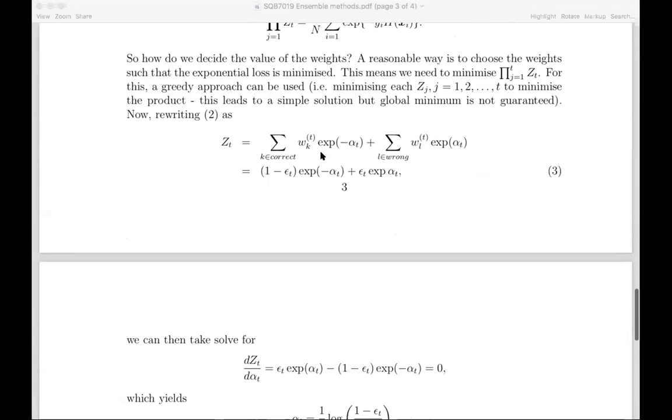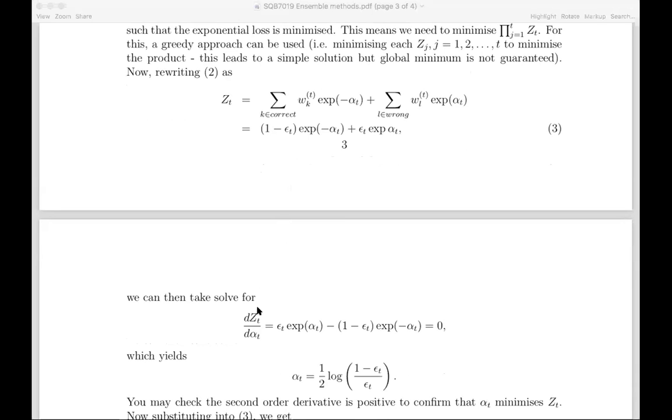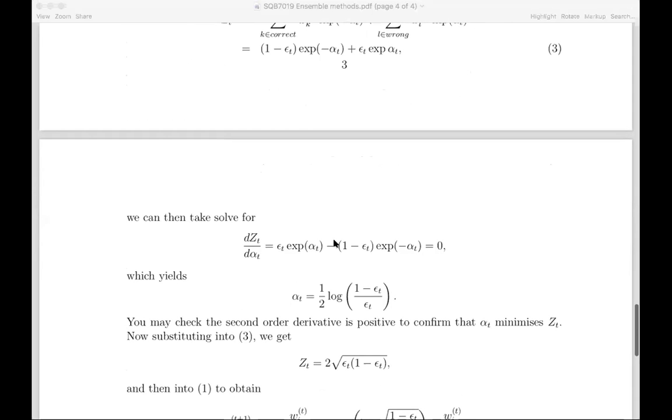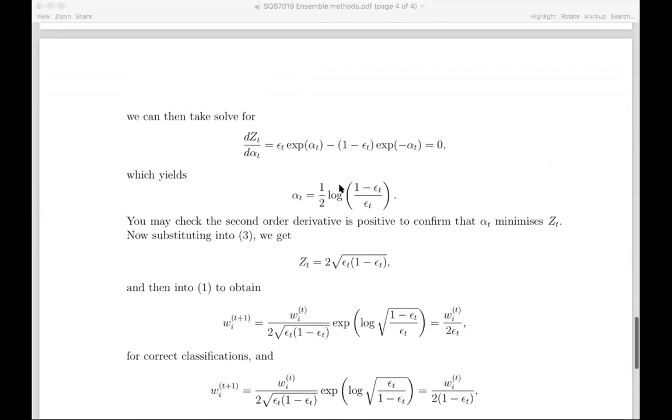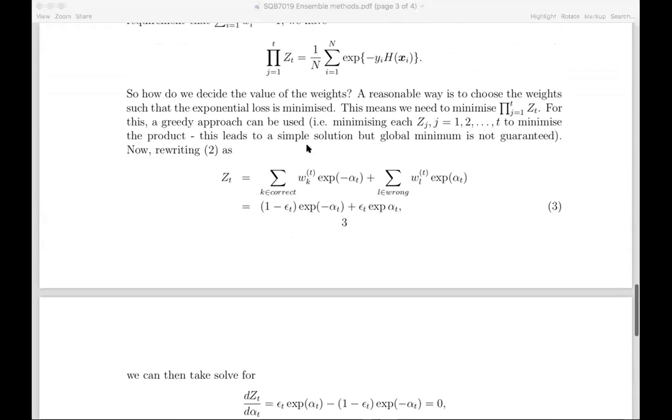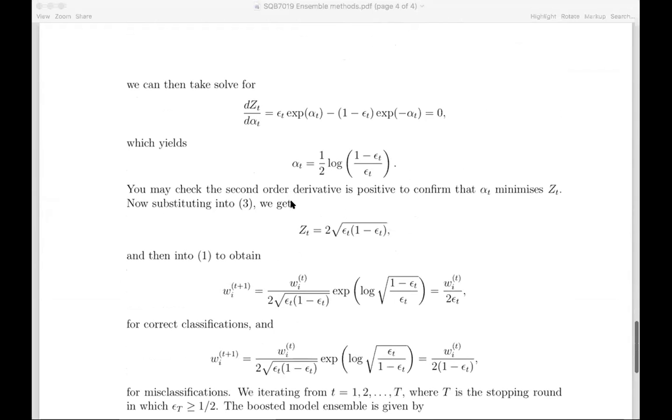After you have this Zt, since you want to do minimization, you do calculus: take the derivative, differentiating this with respect to alpha t. You set it to 0 and solve, and you will get alpha t equal to 1/2 log of this thing. Then you substitute this result back into equation 3, and you will end up with Zt equal to twice the square root of the product of the error rate with its complement.